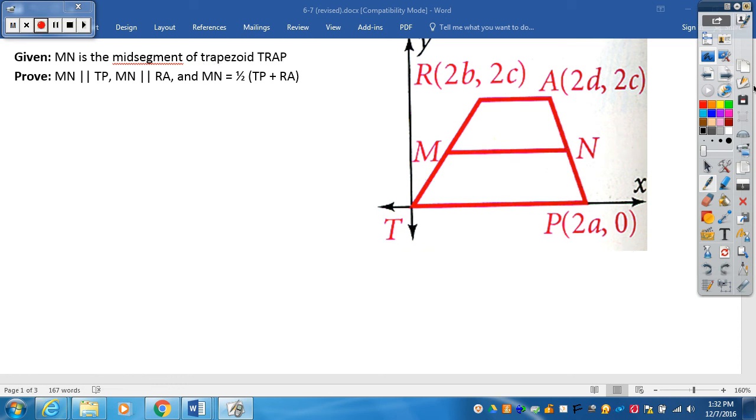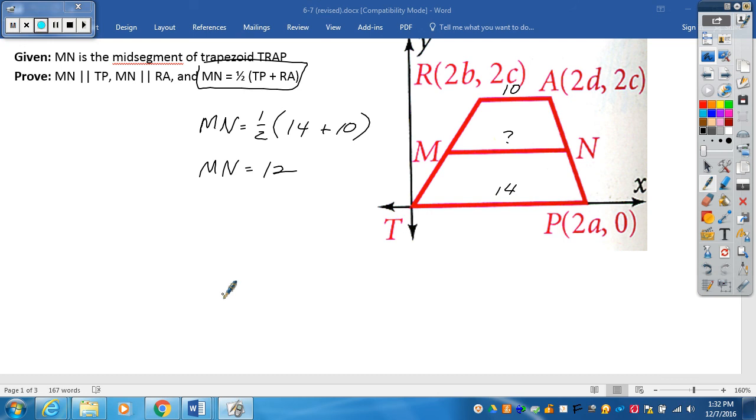Well, on your test, I'll give you some information and I'll ask you to figure out the missing parts. For example, I may give you this is 10 and this is 14. And the question is, what will that be? Well, I hope you'll remember this formula here and plug the values in. So if I do that, MN is unknown, TP is 14, and RA is 10. So 24 divided by 2, that's 12. I'm going to know that MN is a length of 12. Okay? So, yeah, length of 12.